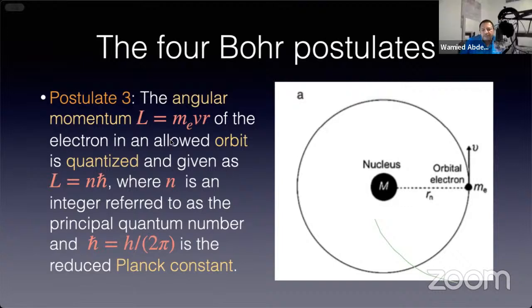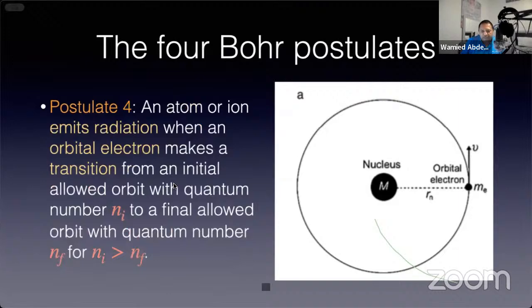So this is the third postulate: the angular momentum is a multiple of this reduced Planck's constant. And the fourth postulate is that, because it's well known that atoms emit electromagnetic waves, we have a spectrum of photons emitted from each atom. So the fourth postulate is that an atom or an ion emits radiation only when it makes a transition from one orbit, an initial allowed orbit, to another orbit. Remember the orbits?